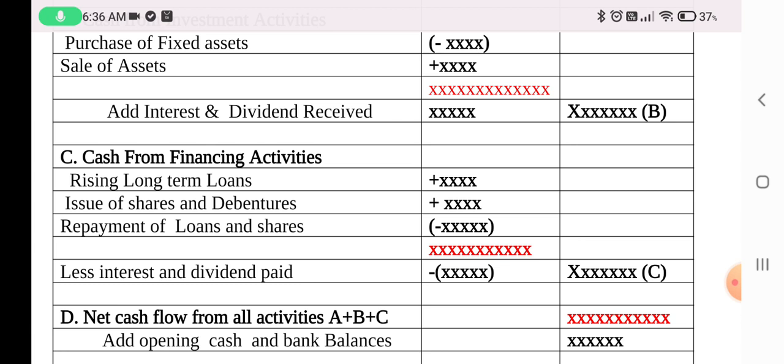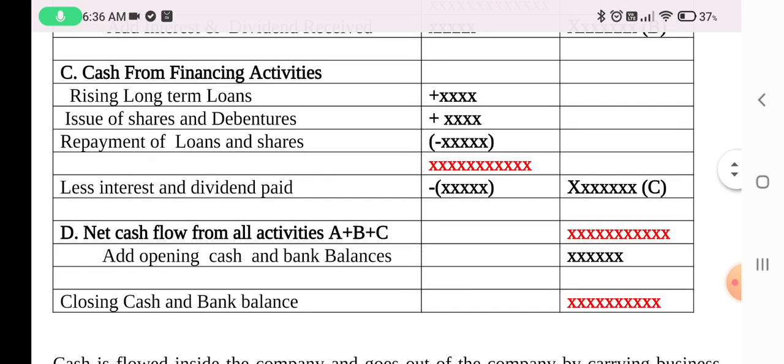See, now we identify all three types of transactions given in the statement. Now you have to add all the net cash flows, and find out the net cash flow from all the activities A, B, C. So you add all of them; sometimes it may be positive, sometimes it may be negative, whatever it is.